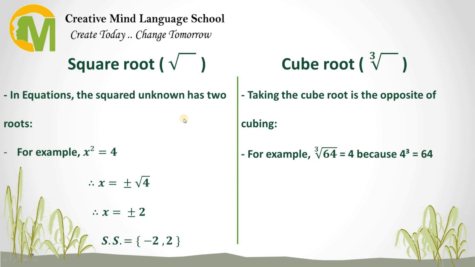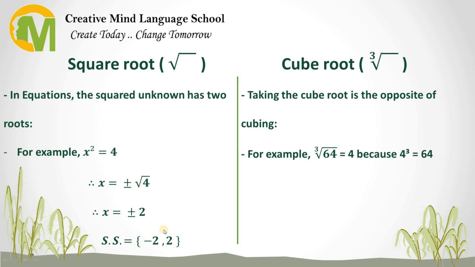Going on to the second point. This is a very, very important point that most of the students forget when solving equations. In equations, the squared unknown has 2 roots. For example, when the equation says x power 2, or x squared, equals 4, that means that x equals positive or negative root 4. That also means that x equals positive or negative 2. We do have two roots, the negative 2 and the positive 2 will both answer the same example.